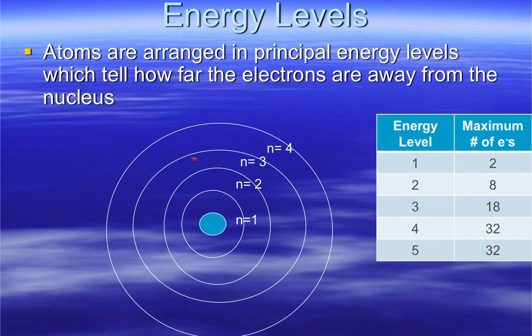So atoms are arranged by what we call their principal energy levels, and that tells us how far the electrons are away from the center of the nucleus. There are 5 energy levels, and each of them can hold a maximum amount of electrons. Energy level number 1 can hold 2 electrons, energy level number 2 can hold 8 electrons, level 3 can hold 18, 4 can hold 32, and 5 can also hold 32.